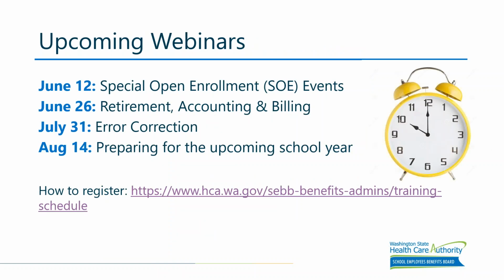And we do have a few more webinars scheduled. June 12th, so next Friday, we're going to talk about special open enrollment events. June 26th, we're going to go through retirement and then some accounting and billing. July 31st, we're going to talk about error correction. And August 14th, we're going to talk about preparing for the upcoming school year. One little caveat here, we do plan on having that D-series worksheet. We just don't have a date yet, so once we do, it will be provided both on this link below, how to register, as well as we will send out a GovDelivery message letting you know that you can register.